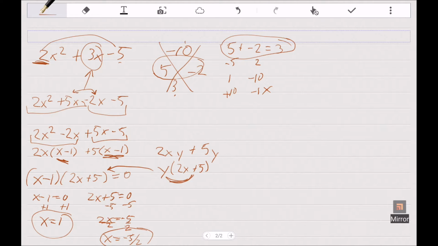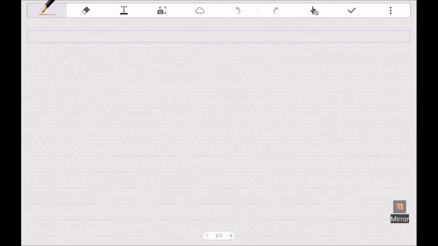I'll go through one more example. Let's say that we have 3x squared minus 10x plus 8. Now, the other three examples that we did, I had written out and solved beforehand. For this one, I have not solved this one yet. I know it can be solved, but I haven't solved it yet.